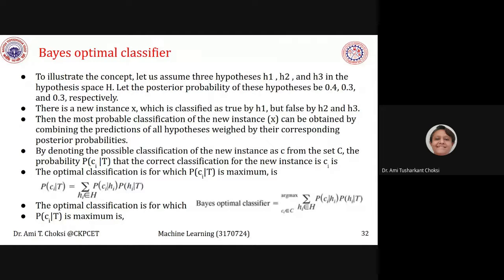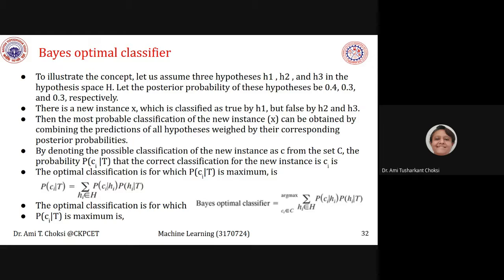So what do we see about the Bayes optimal classifier? We have just started with it. Let us understand that using an example to illustrate the concept. Let us assume three hypotheses, say H1, H2, H3, in the hypothesis space H. Let the posterior probability of these hypotheses be 0.4, 0.3 and 0.3 respectively.